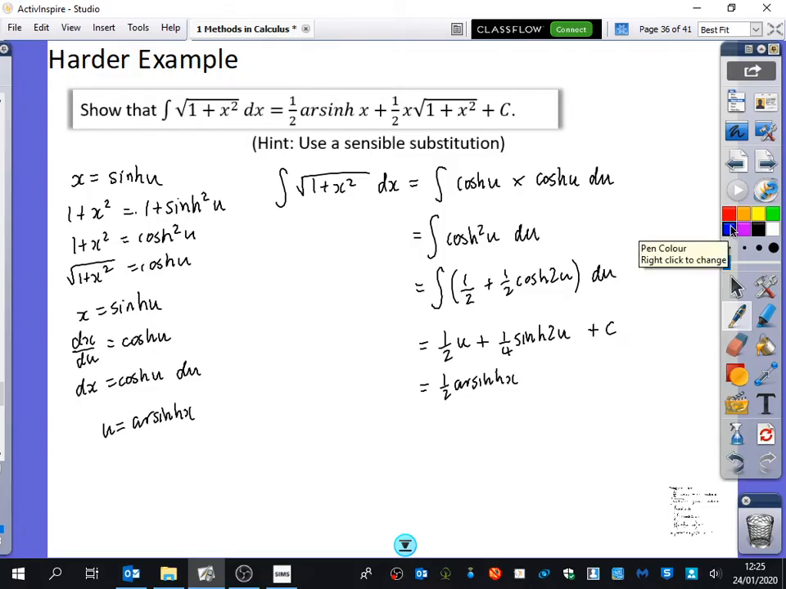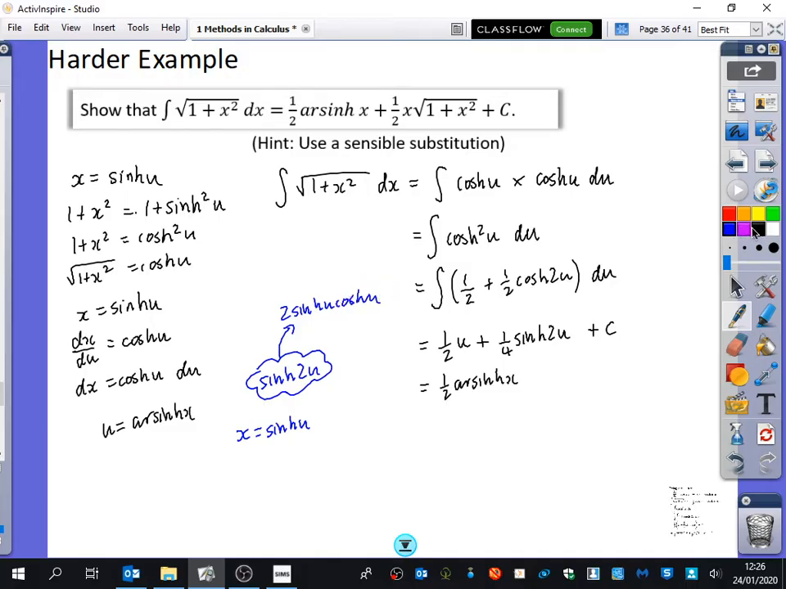We know that x is shine u. Okay, so we're going to build. If we know that x is shine u, our aim is to find shine 2u, because that's what I can't express here. So the thing we're aiming for is 2 shine u cosh u.